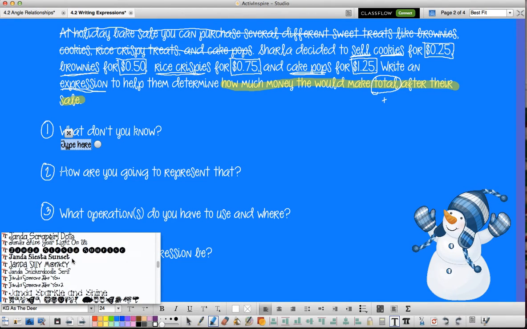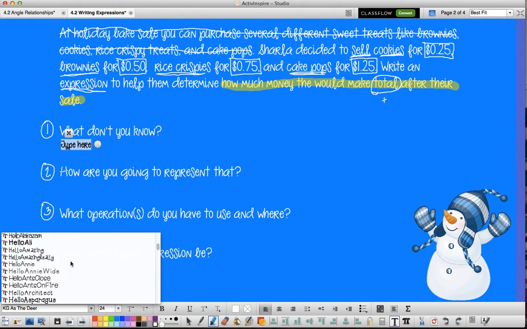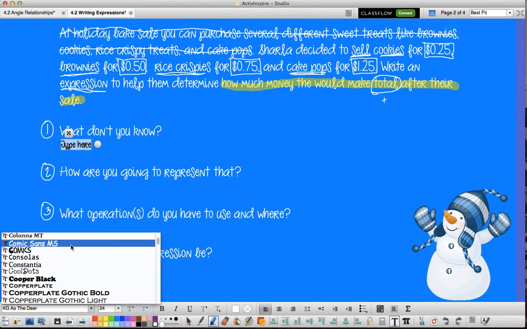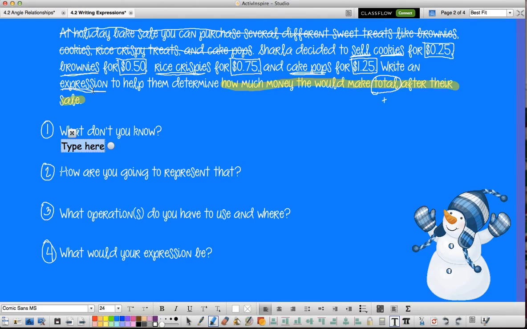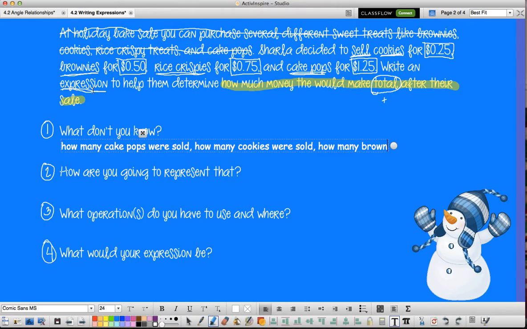Actually, I'm going to put this in different fonts so that way you can see the difference between answer and question. So what we don't know is how many cake pops were sold, how many cookies were sold, how many brownies were sold, and how many Rice Krispies were sold.